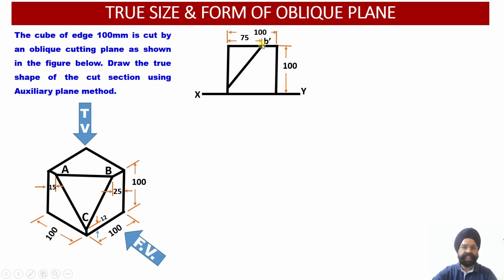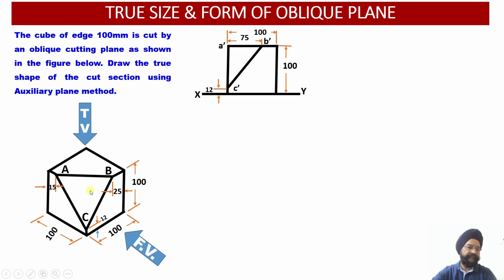Then you can see this is the B dash point which corresponds to this capital B. Similarly, this A point will be appearing over here. So this will be called A dash, and the C point which lies around 12 millimeter from the bottom. So point C dash will be appearing in the front view. So this is A dash which is corresponding to this point A.